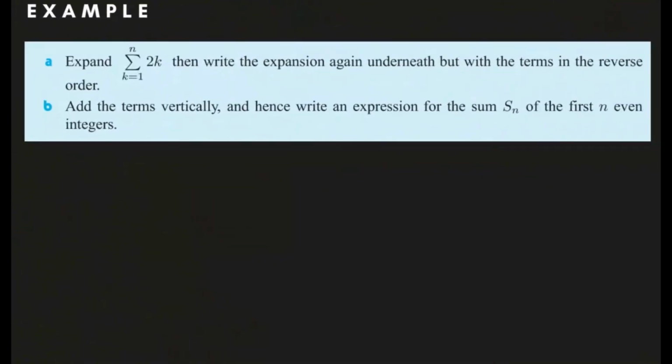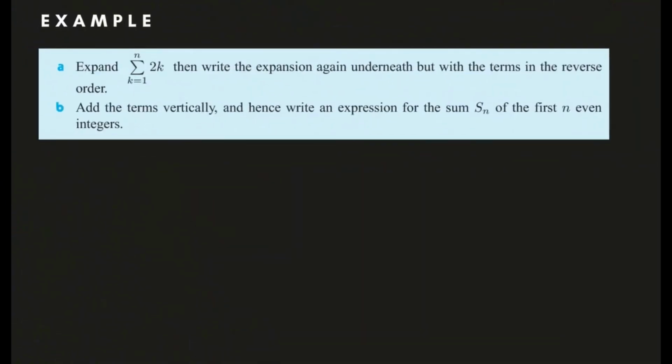So let's start with this one. We'll read this carefully. Expand this series 2k and then write the expansion again underneath, but with the terms in the reverse order. Okay, let's just follow exactly what it says. So this will be, we'll call it Sn, 2 plus 4 plus 6. And I guess the second to last term would be 2 lots of n minus 1, with the last term being 2n. And it then says to do that again, writing the terms in reverse order underneath.